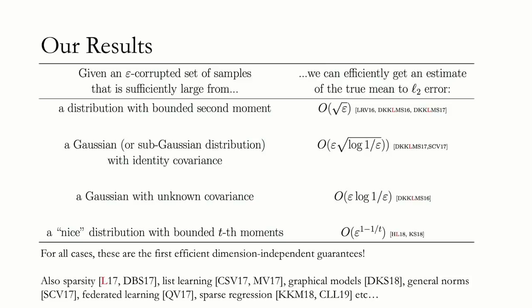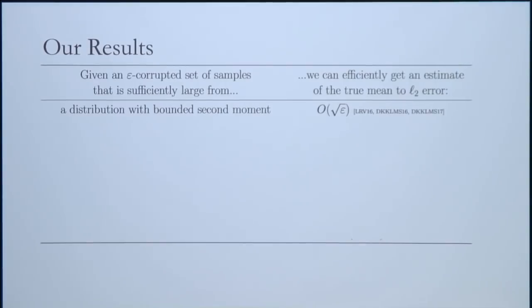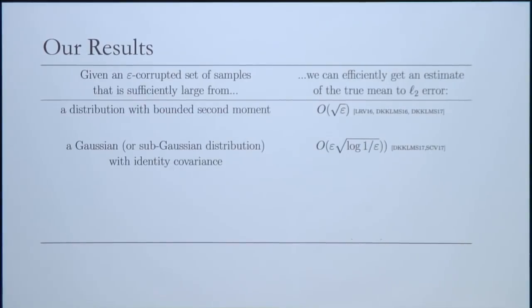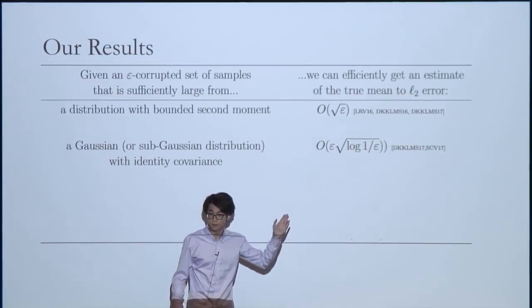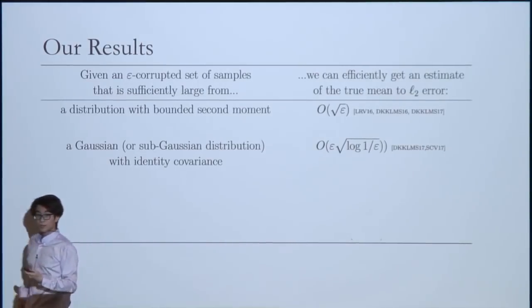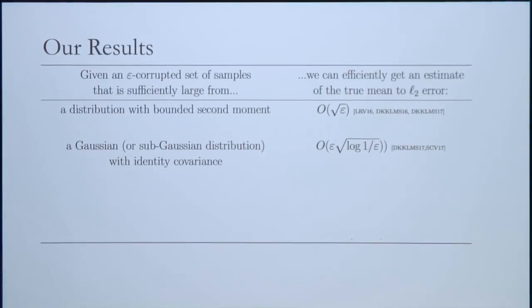This is the one I've been talking about a lot. If you have bounded second moment, you can use the filter to get something like O of root epsilon. Another setting, which is considered a lot, is when the good data is Gaussian or sub-Gaussian, where you have much stronger concentration, and there you can get a much better bound. Instead of getting root epsilon, you get something which is almost epsilon.